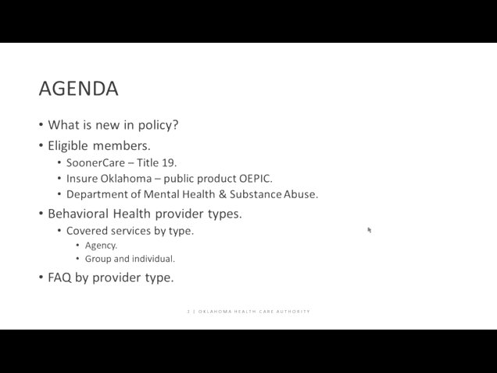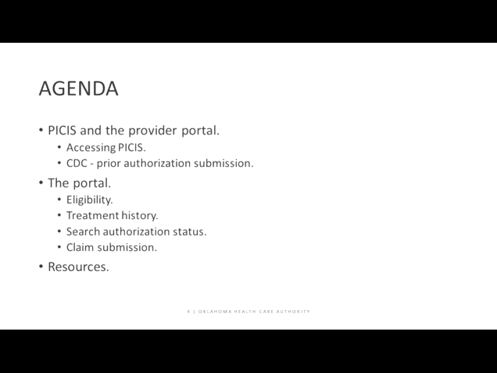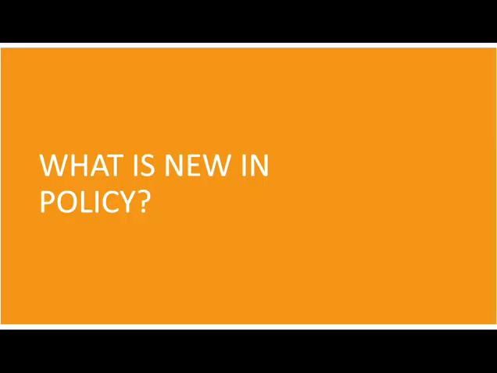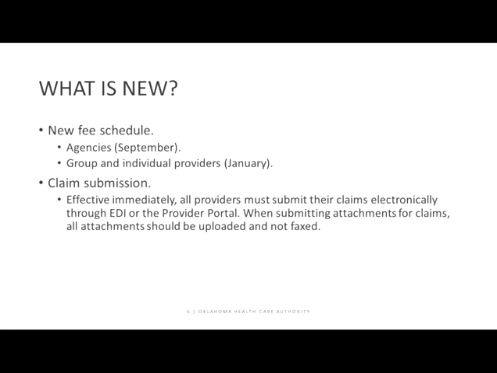Our agenda today, we will go over some new things in policy. We will talk about eligible members. We're going to go over the coverage for the different behavioral health provider types. We will cover FAQs for the different provider types. We're going to discuss Pisces and the provider portal. And then once we get to the portal, we're going to go over how to submit a claim. And we will not leave you alone. We will give you plenty of resources. So the first thing we're going to do is talk about what's new in policy.